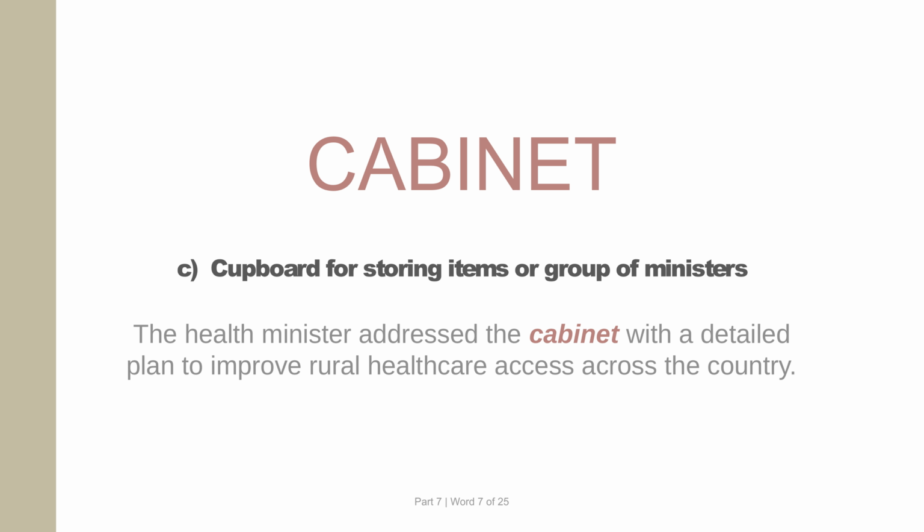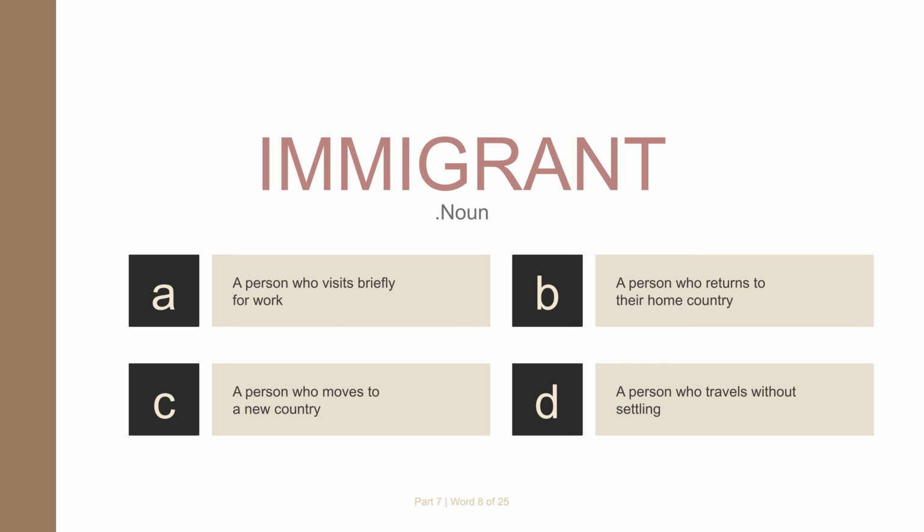Question 8. What is the meaning of immigrant? Option A. A person who visits briefly for work. Option B. A person who returns to their home country. Option C. A person who moves to a new country. Option D. A person who travels without settling.